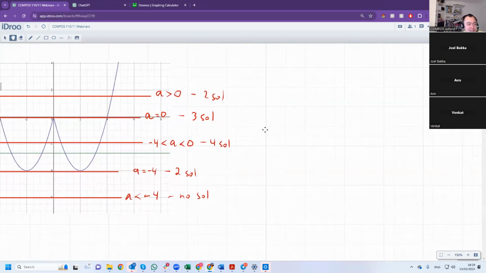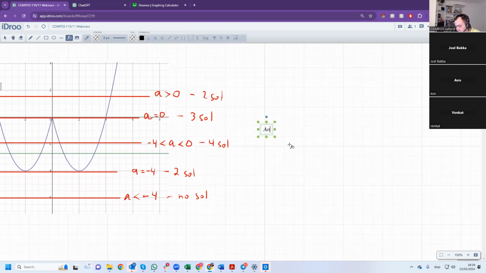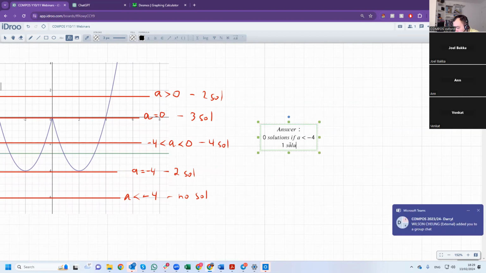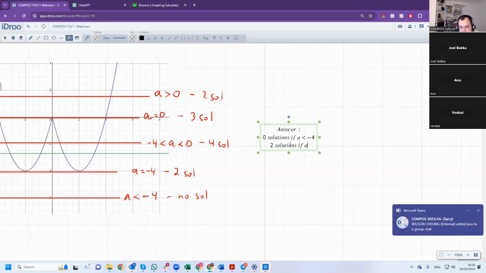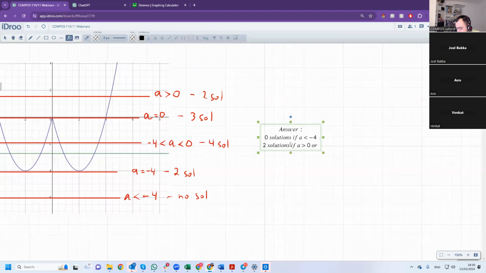Okay, so the answer is that no solutions, 0 solutions, if a is less than -4. 1 solution if, oh no, there's never 1 solution. 2 solutions if a is greater than 0 or -4 less than a less than 0.